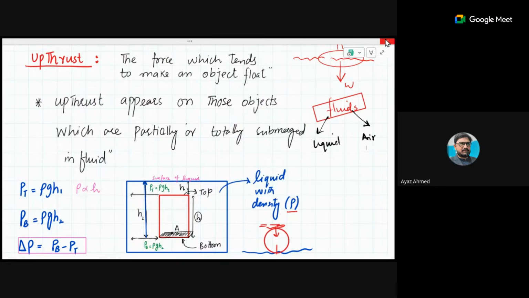So that is the condition: the object must be sunk into the water, sorry, into the liquid, into the fluid, rather. Is it clear to all? So just see here that if I have an object which is completely submerged in the water or in the liquid whose density is rho. Are you getting my point?